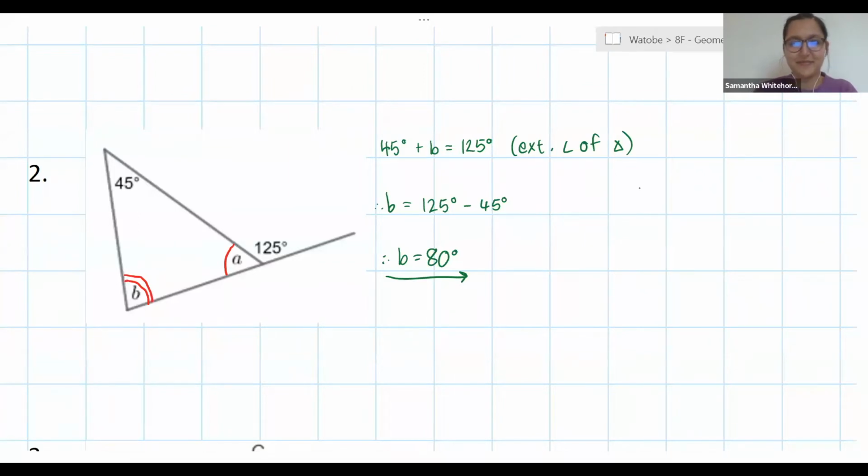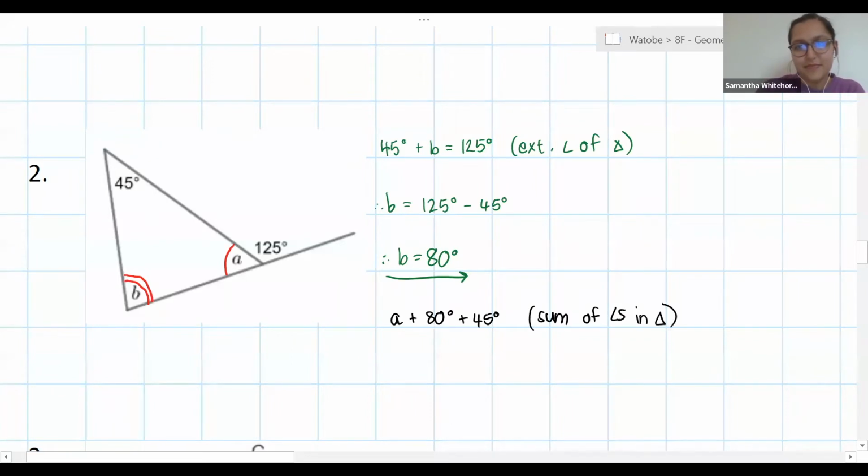A plus 80 plus 45 is equal to 180. Okay, and what's your reason? The reason is sum of angles in a triangle. Good. Well done. And then A is equal to 180 minus 80 minus 45.